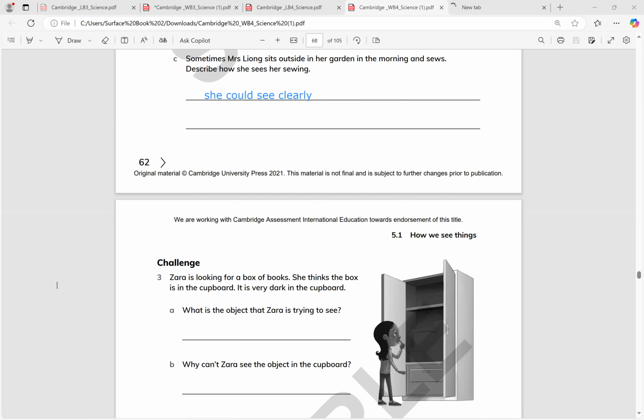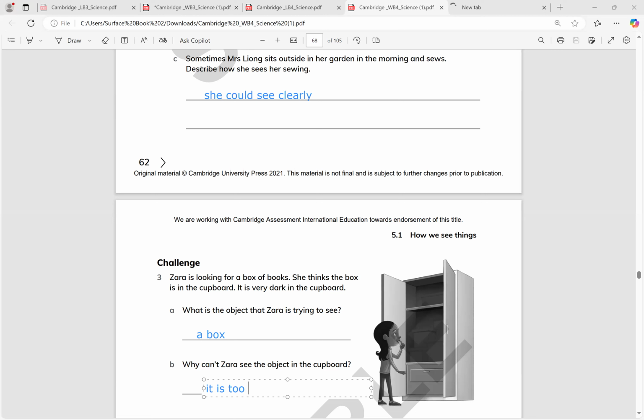Now, Zara is looking for a box of books. She thinks the box is in the cupboard. However, it is so dark. So, what is the object that Zara is trying to see? A cupboard. A box. Zara is trying to see a box.